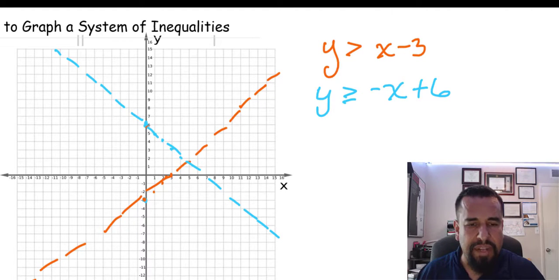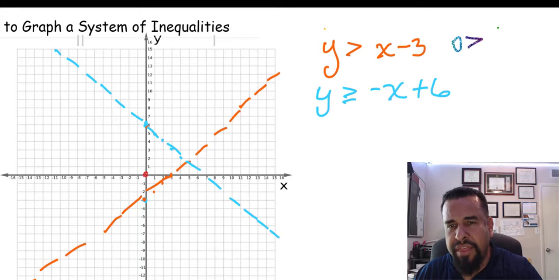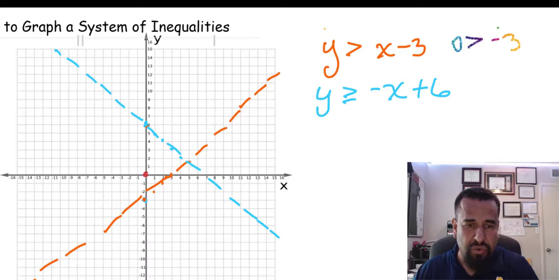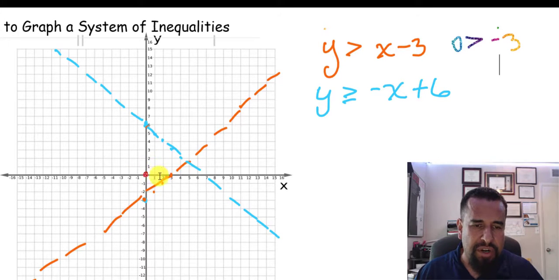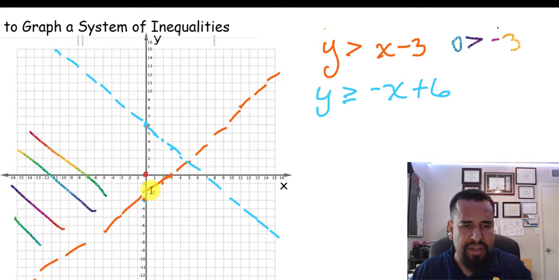Now let's plug in the origin. For that, we'll use some color that stands out. So I'm going to plug in 0. Right here, I'm going to have 0 is greater than, and that x becomes 0, so negative 3. Is that statement true? Is 0 greater than negative 3? It is true. And because my origin is on this side, these values are the ones that make that statement true. So I'm going to shade this area here.